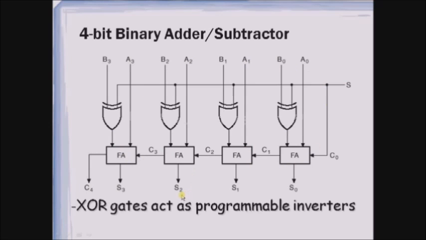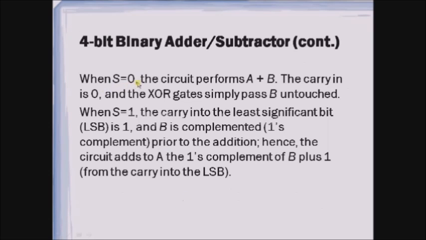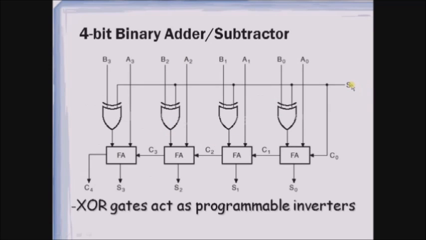Let us see how it performs addition as well as subtraction. When S equals 0, the circuit performs A plus B, the carry in is 0, and the XOR gates simply pass B untouched. So if you give S as 0, then the initial carry in would be 0, and 0 is passed here, assuming that B0 is 0. Therefore 0 and 0 go to the XOR gate, and the output becomes 0. This is how this complete circuit performs only addition.